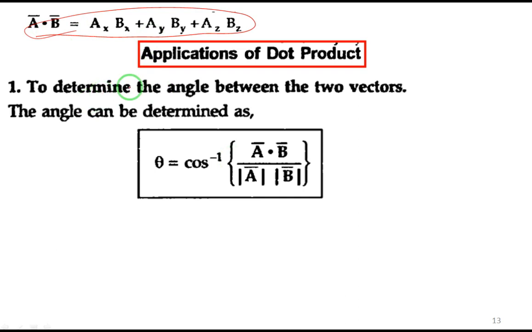First one is we can determine the angle between two vectors, because we know the definition: vector A dot vector B is equal to magnitude of vector A, magnitude of vector B, and cosine of the angle between them, cos theta AB, or simply cos theta. If I want to find the angle between the two vectors, just divide by these two terms and take cos inverse. That is what they have done here. Theta is equal to cos inverse of the dot product of two vectors divided by the multiplication of their magnitudes. In order to find the angle between two vectors, you can make use of the dot product.